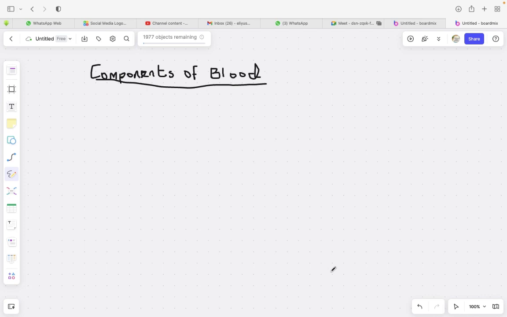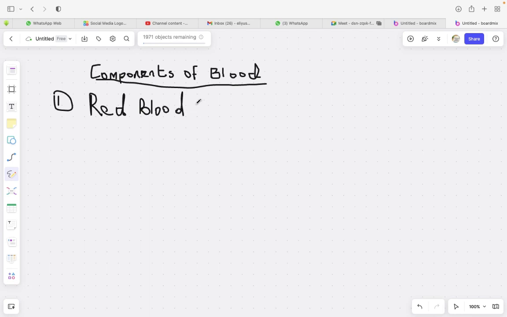Is that okay? So we want to look at the components that make up the blood, one after the other. The first component that we're going to itemize in this class is called the red blood cells. Now, what are red blood cells? What are their functions? What do red blood cells do in the blood?